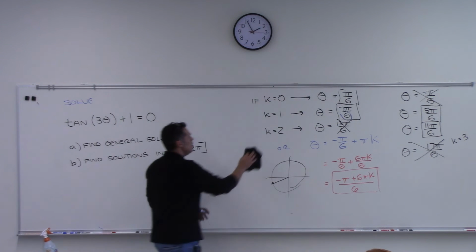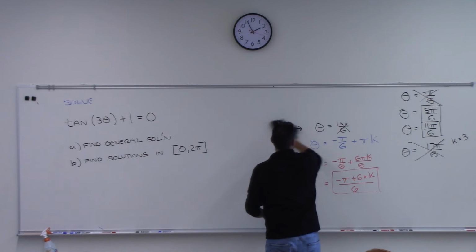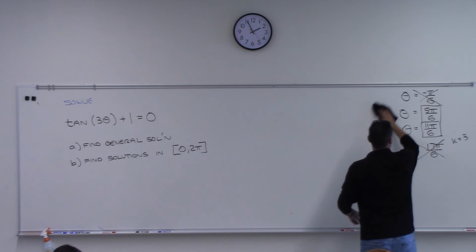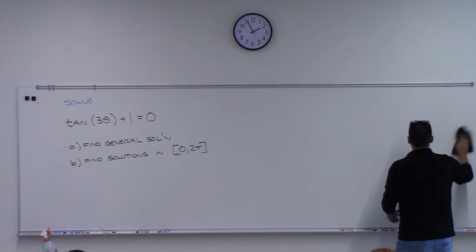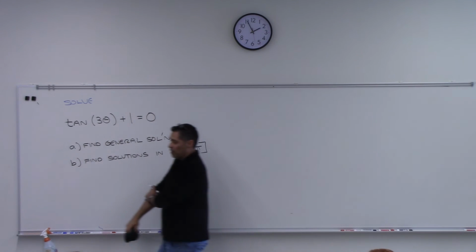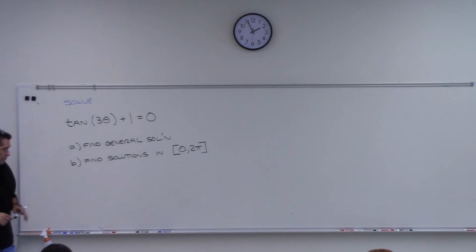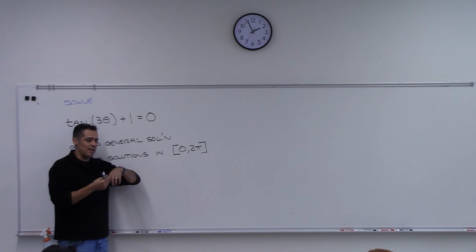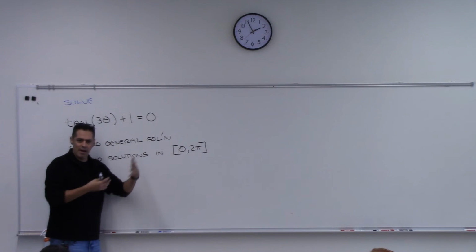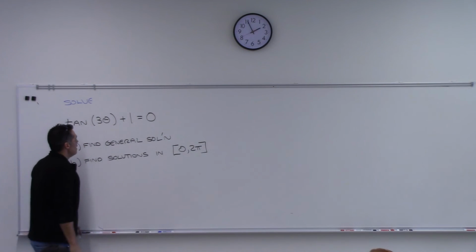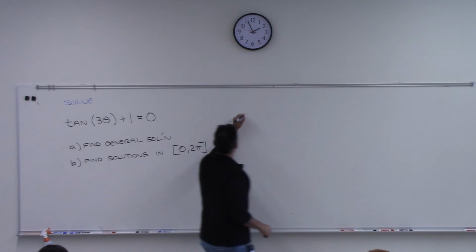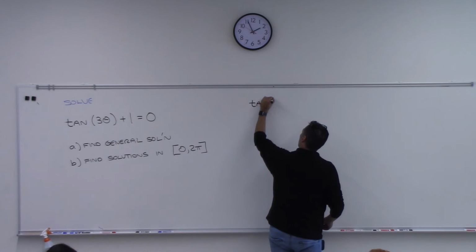I want to know when tangent of 3 theta plus 1 equals 0. First, we're going to get the general solutions. Then we're going to use the general solutions to figure out what solutions fall between 0 and 2 pi, which means we'll have to let k be 0, 1, 2, 3, and figure out which answers fall in here. But we need to be able to solve that first. So I'm going to try and get the tangent of 3 theta by itself. I'm going to subtract 1 on both sides.